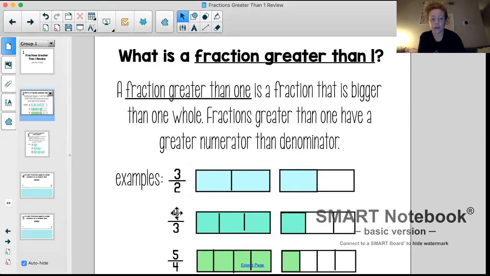Another example here is 4/3. 3 parts in 1 whole, 3 parts in another whole, and 1, 2, 3, 4 thirds are shaded. The last example is 5/4. There are 4 parts to make a whole, and 1, 2, 3, 4, 5 shaded fourths, 5/4. Okay?